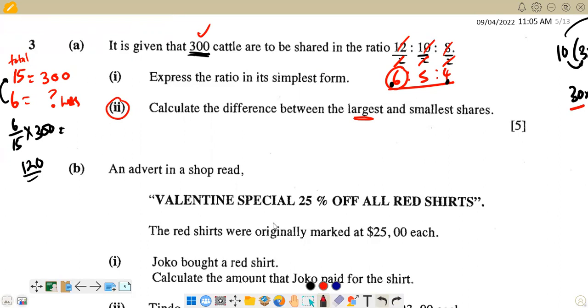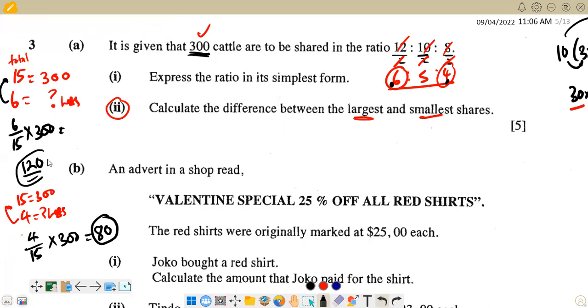We do the same here for the smallest share, which is 4. We just do the same as what we did here. Since 15 is equal to 300, what about 4? It's still the same, it's going to be less. So it's 4 over 15 multiplied by 300. If you multiply this, 4 over 15 multiplied by 300, you're going to obtain 80 cattle.